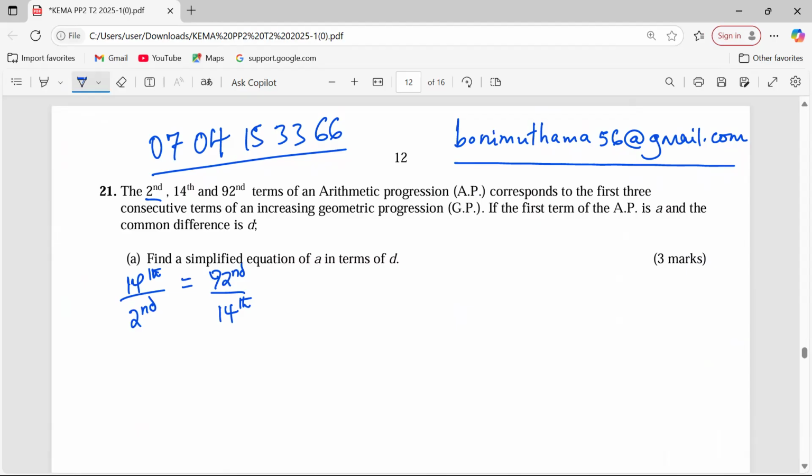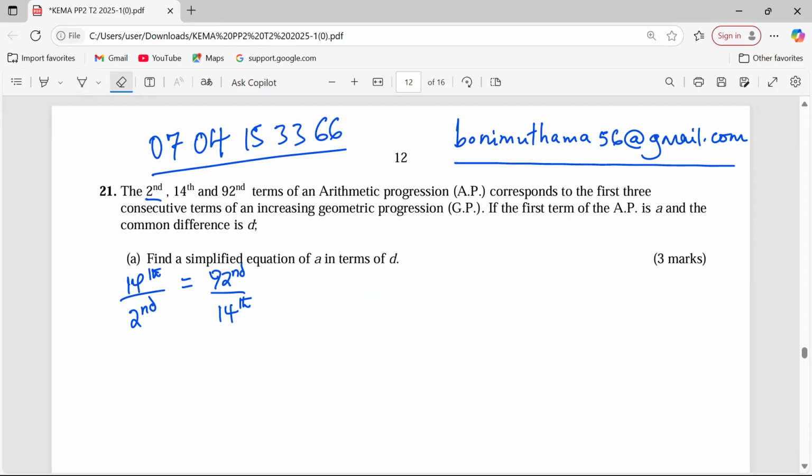If a GP, for example, is 2, 4, 8, 16, 32, like that. When we take 4 and divide by 2, we get 2. When we get 8 divided by 4, we get 2 again. 16 over 8, we get 2. 32 over 16, we get 2. So the terms in a GP are usually related.